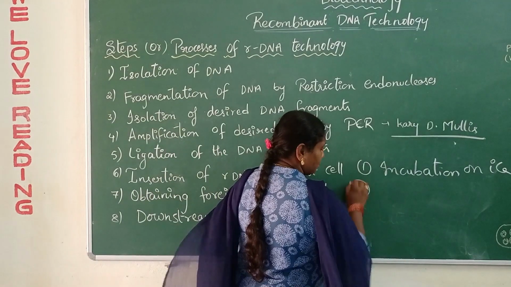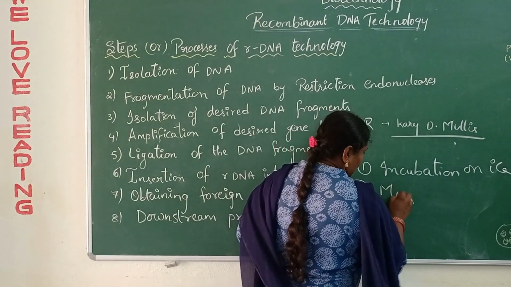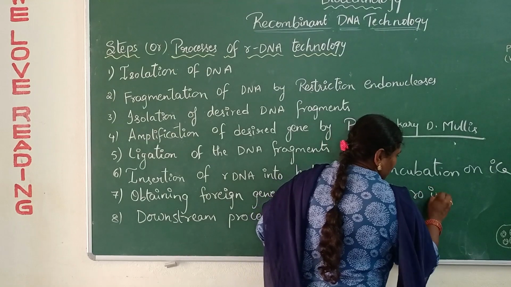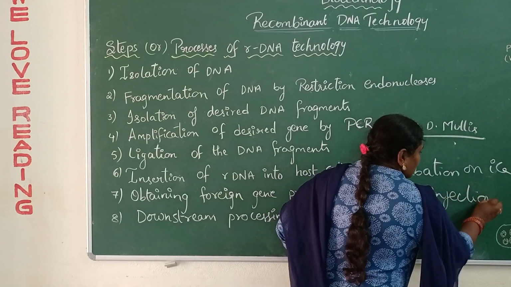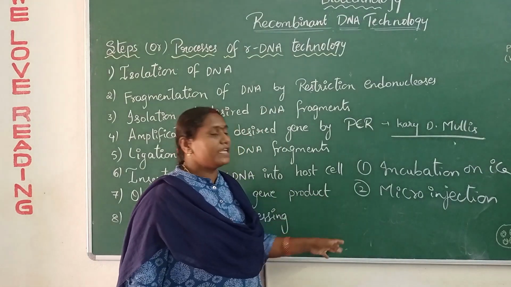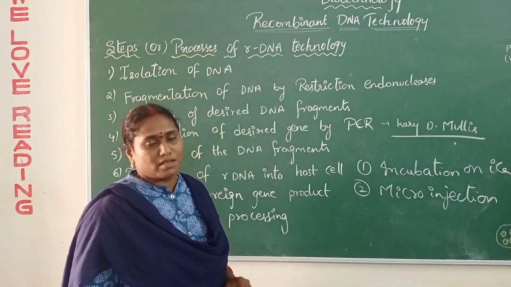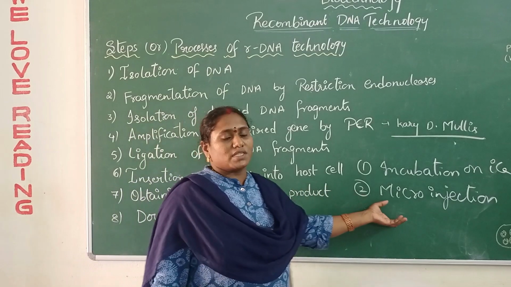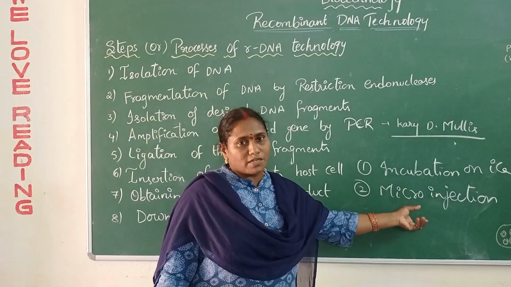The second one is the microinjection method. Sometimes we can inject the recombinant DNA molecule directly into the nucleus of animal cells, and that process is called the microinjection method.